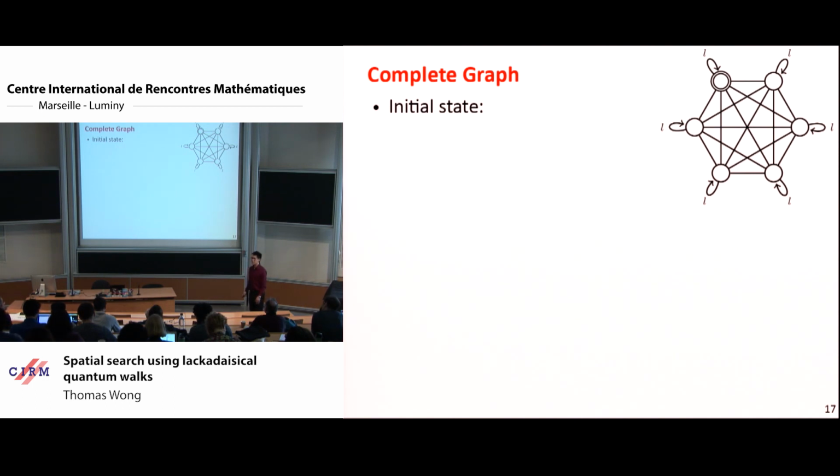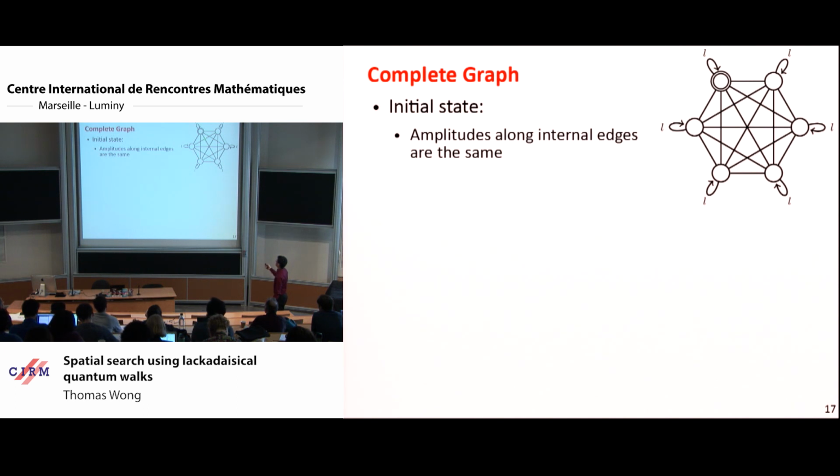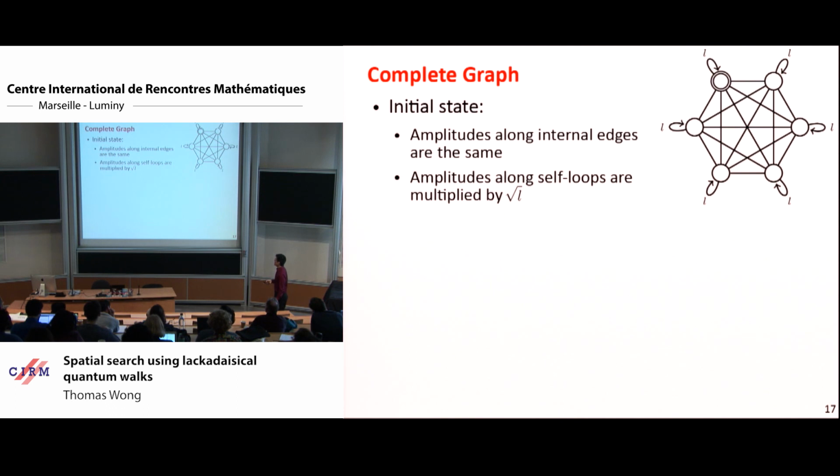Since this is a quantum walk conference, you can see more of what's going on under the hood. For the initial state, all of the amplitudes along these internal edges are the same. So the amplitude of here pointing to there is the same as the amplitude here pointing to there, and all of these internal edges start with the same amplitude everywhere. And then for the self loops, it's that amplitude, except you multiply it by the square root of L. Because this has a couple of nice properties.